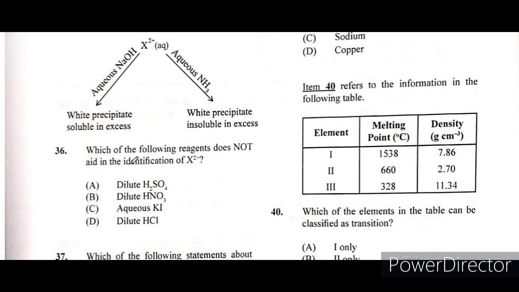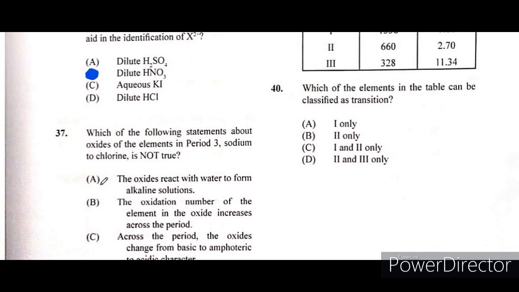Nitric acid, because all nitrates are soluble. So we still wouldn't know what the X2 plus ion was if we had added nitric acid, because the X2 plus nitrate salt of that ion would form, and it would be soluble in both. In that case, we still wouldn't know what it was.